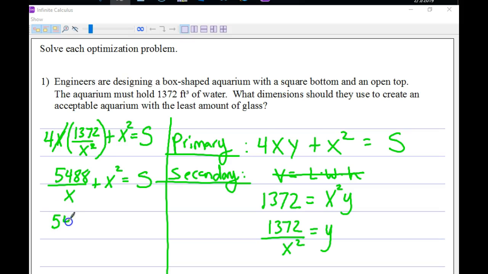Before I find the derivative, I might want to consider rewriting it like this so we can apply the power rule. So this is going to end up being negative 5488 over x squared plus 2x. And we want that to equal 0, right?